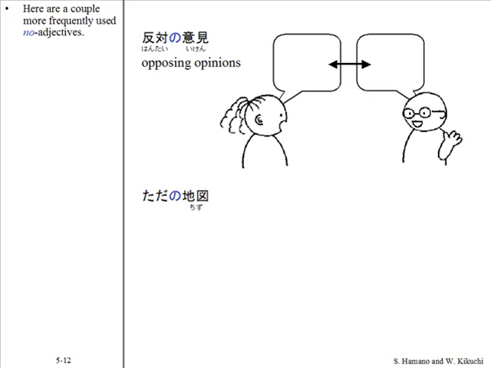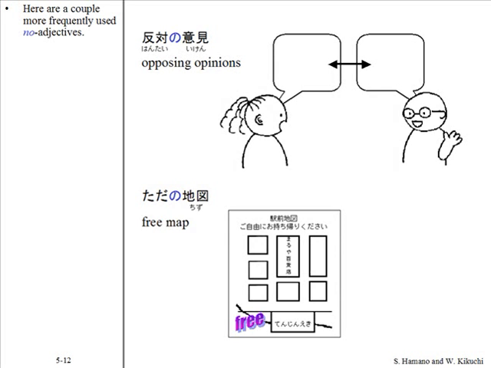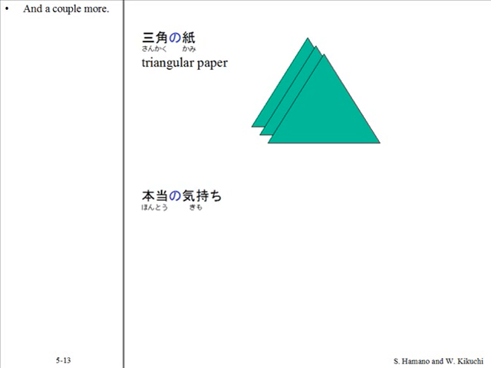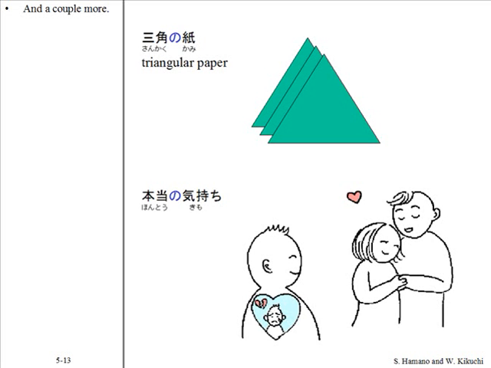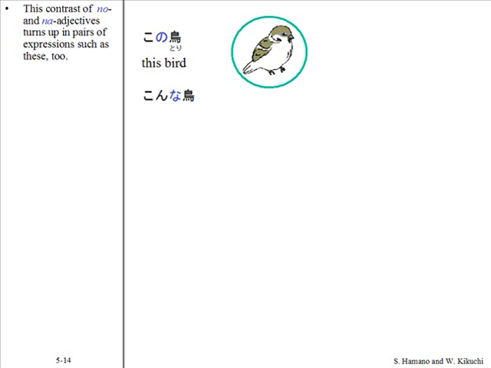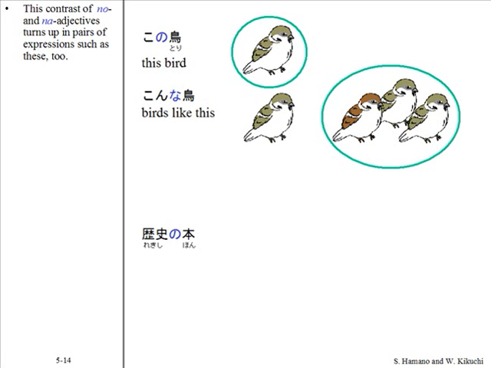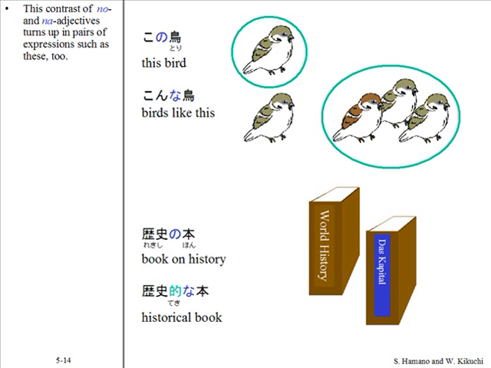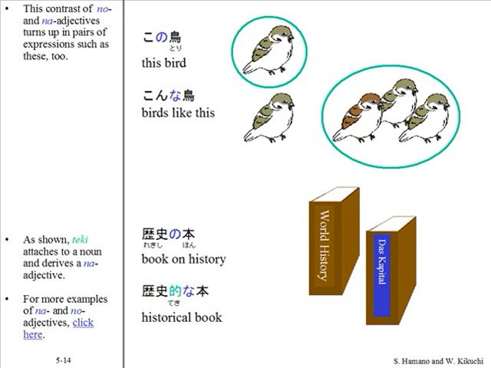Here are a couple more frequently used no-adjectives. 反対の意見。ただの地図。And a couple more. 三角の紙。本当の気持ち。This contrast of no and na-adjectives turns up in pairs of expressions such as these two. この鳥。こんな鳥。歴史の本。歴史的な本。As shown, teki attaches to a noun and derives an adjective.